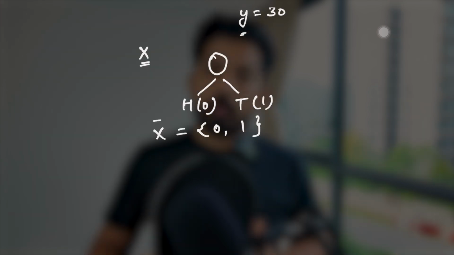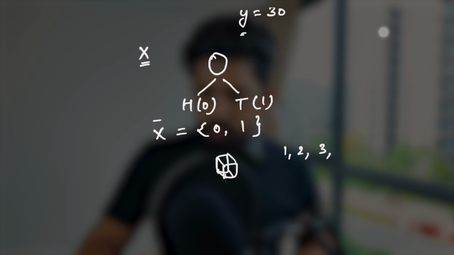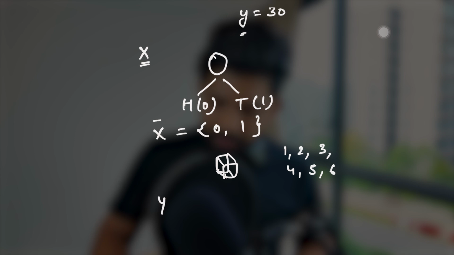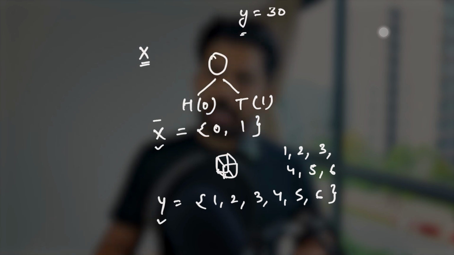Or let's take another example of a dice. Let's say you roll a dice, right? And what are the possible outcomes of a dice? You can have 1, 2, 3, 4, 5, and 6. Means you can write y = 1, 2, 3, 4, 5, 6. And here y is the variable, right?